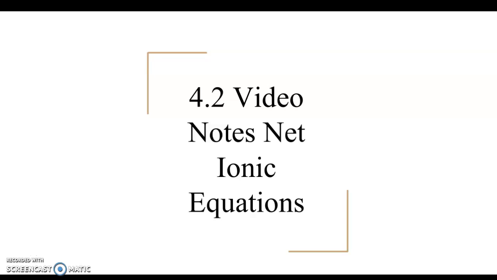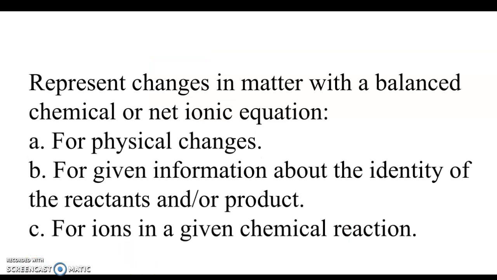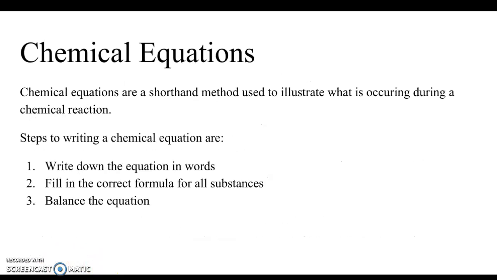Today we're going to talk about net ionic equations. We're going to represent changes in matter with balanced chemical equations or net ionic equations. This is going to keep track of physical state changes. It's also going to look at ions in a given chemical reaction. Additionally, you're also going to have to be able to read a chemical reaction, so with the actual names written out, and provide a balanced chemical equation with proper formulas.